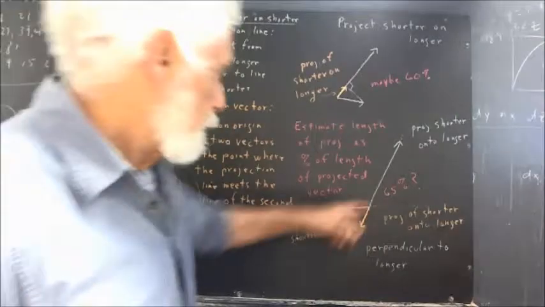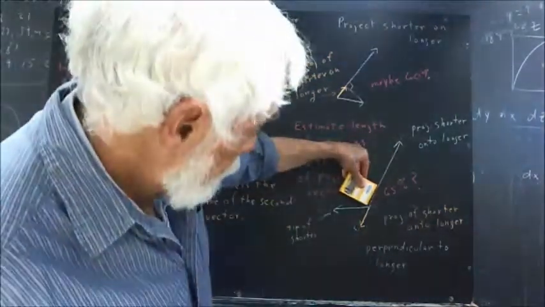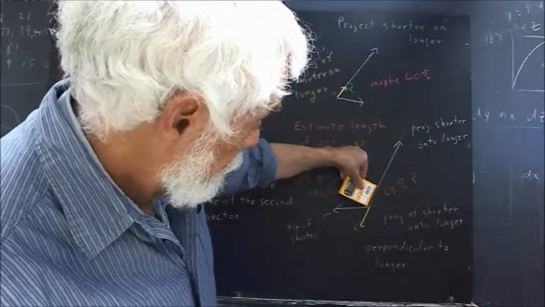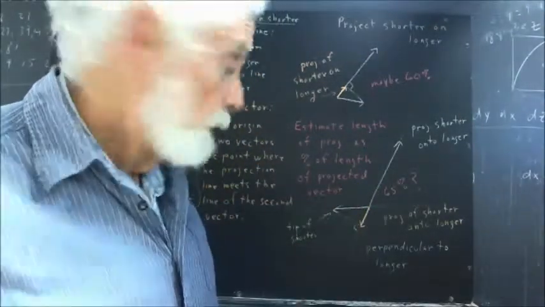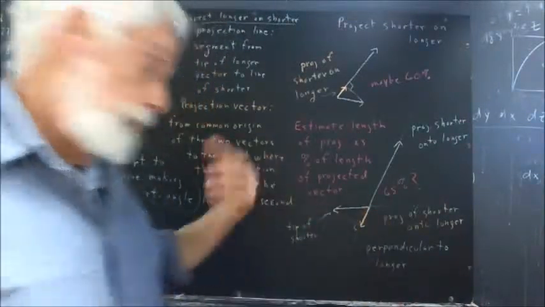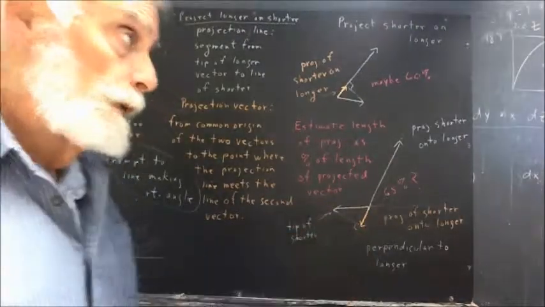Now, I will say that in this case, the angle is greater than 90 degrees. A 90-degree angle would be here. We have to go further than 90 degrees to get to this angle. So I'm guessing that angle might be around 110, 120, 130 degrees. You make your own judgment.